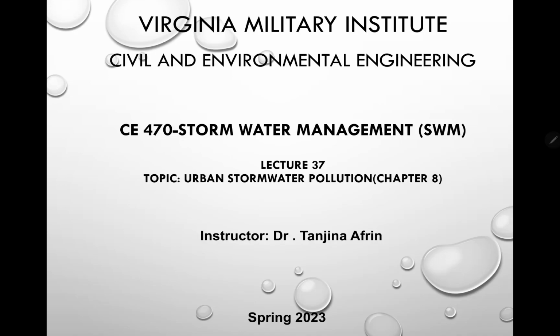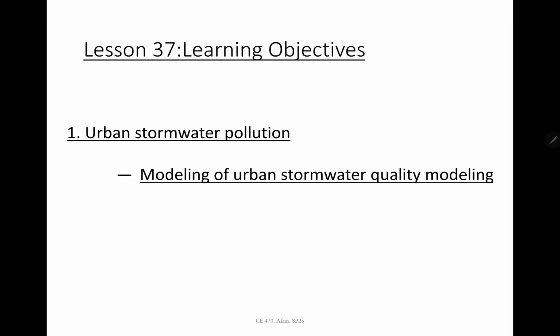So, this recorded lecture is for this Friday, and the topic of this lecture will be urban stormwater pollution, which is chapter 8 from your textbook. For this one, the main learning objective is how you can model the urban stormwater quality, not the quantity. Till now we always discussed the quantity, so this is the second part where we will do the quality modeling.